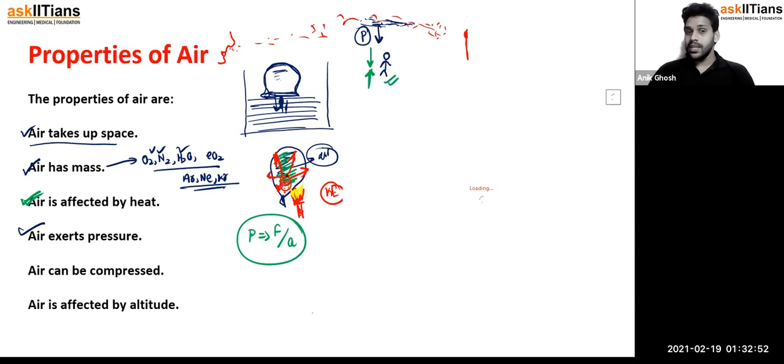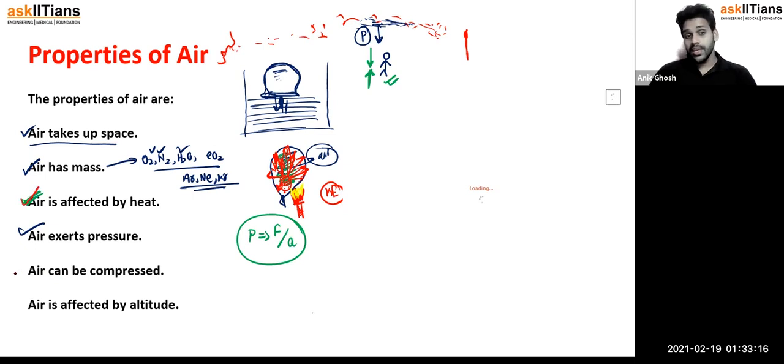The gas particles can move. When you are heating it, the gas particles move with faster velocity, with higher energy. As a result, the balloon cannot take that velocity anymore, and it just bursts, right? So air is affected by heat.